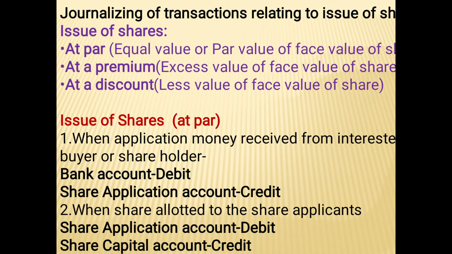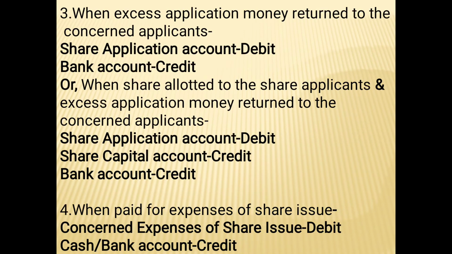Second one, when shares are allotted to the share applicants, these are the journal entries: share application account debit, share capital account credit. Number three, when excess application money is returned or refunded to the concerned applicants, the journal is share application account debit, bank account credit.